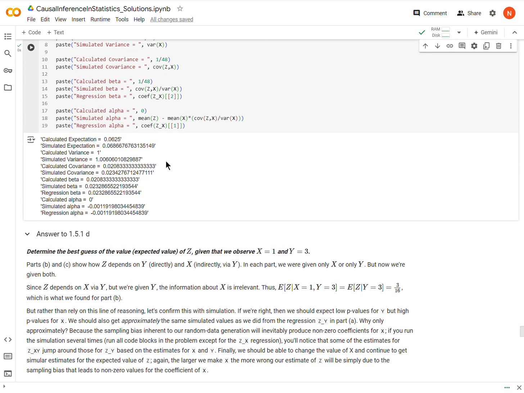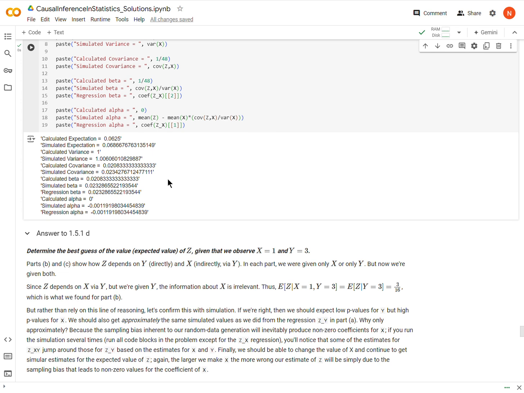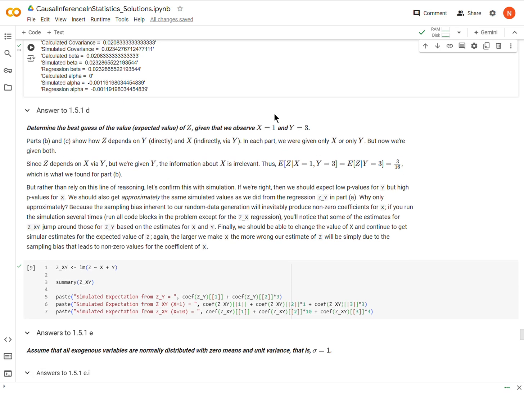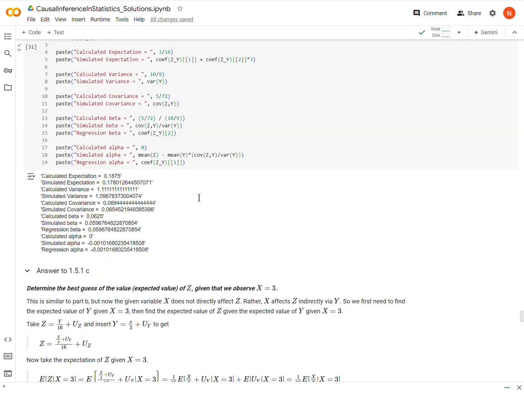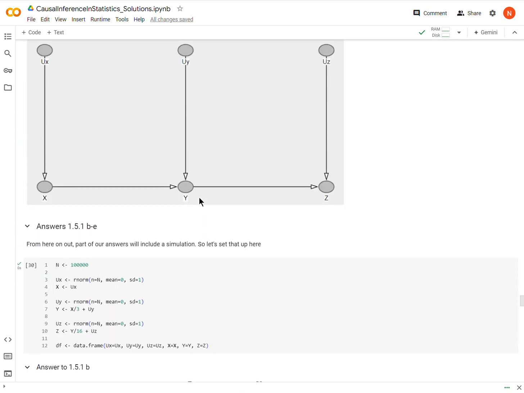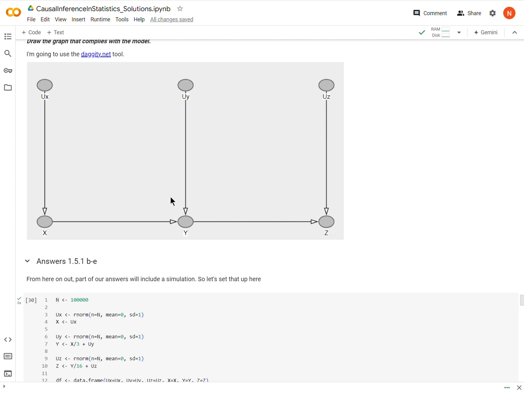Okay, so parts B and C were fine, and so now we start to get a little bit tricky. So now we're trying to find the expected value of z given two other variables, x and y. Okay, so there's a couple things that we could do here. But the thing that we should immediately grab onto is, let's go back up to our DAG here. Okay, so we're trying to find z here given x and y.